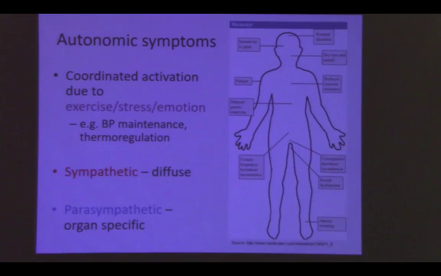And the overall effect of all of this is coordinating our responses to environmental and behavioral changes. So how our bodies adapt to exercise, how our bodies adapt to stress or emotional triggers. This is a part of our nervous system that is helping us balance or compensate.